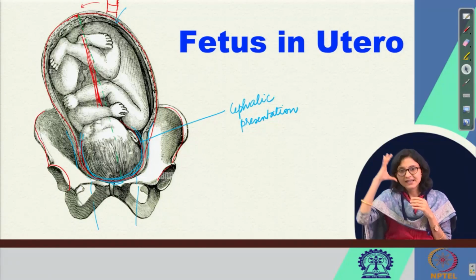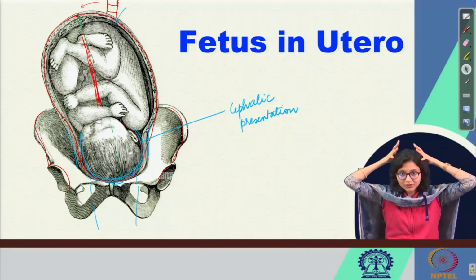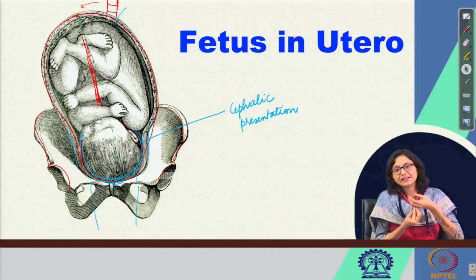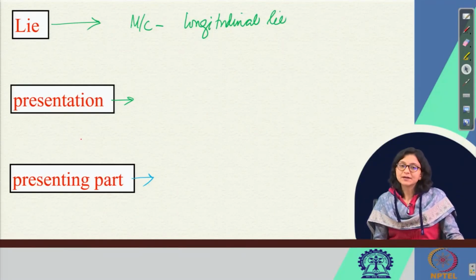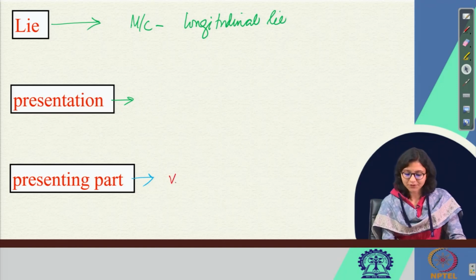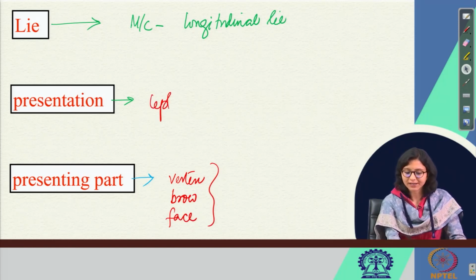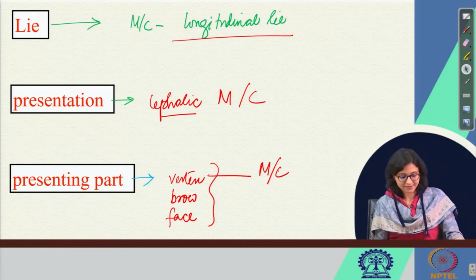Say this is the face, this is the vertex, right. So, this is the brow, this forehead region, now this skull is the vertex. So, the part of the fetus which overlies the internal os, which we can palpate during per vaginal examination, is called the presenting part, right. In cephalic presentation it can be vertex, brow, or face. Most commonly, in longitudinal lie, the most common presentation is cephalic presentation, and the most common presenting part is vertex, right.